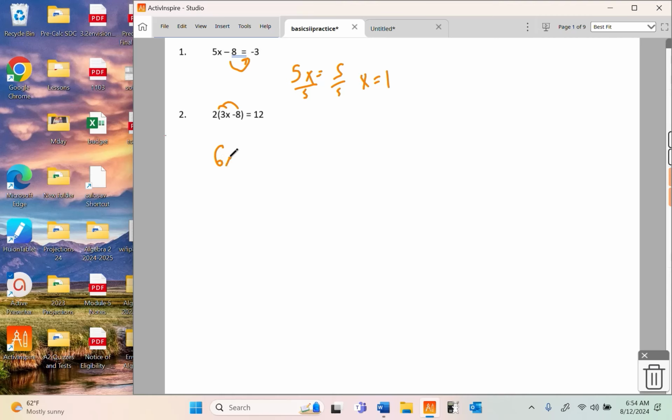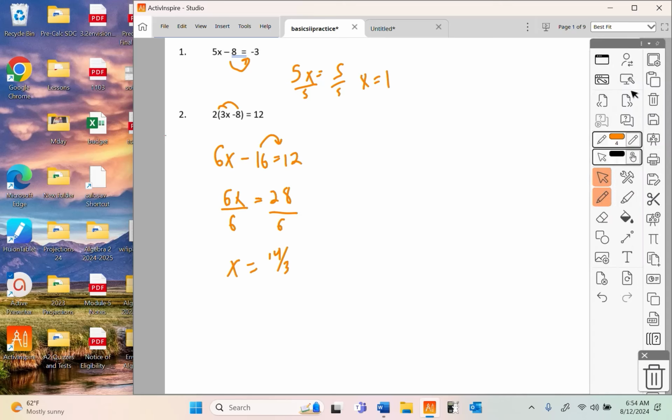2 times 3x is 6x. 2 times -8 is -16. And there's 12. We're going to add 16 to both sides. Last I checked, 12 plus 16 was probably 28, but what do I know? We'll divide by 6. I noticed that 6 and 28 are both even, which means they're both divisible by 2. So 14/3. Assuming I'm not making any mistakes. If I am, just fix the mistake. Don't be a blind copier.